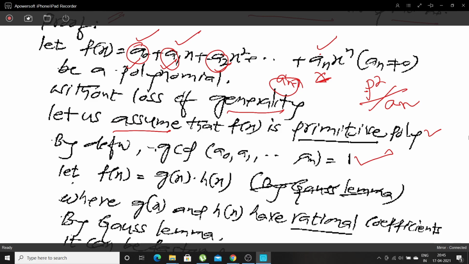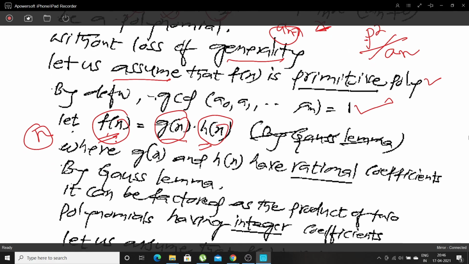Let me split this polynomial f of x into the product of two polynomials. The first polynomial is g of x and the second polynomial is h of x. Since f of x is a polynomial of degree n, certainly g of x and h of x are polynomials of degree less than what? n, where g of x and h of x have rational coefficients.